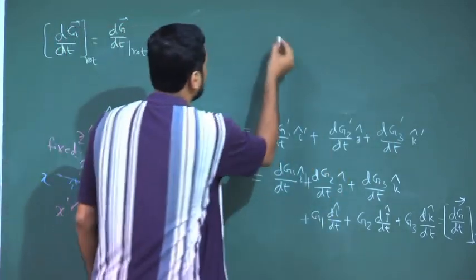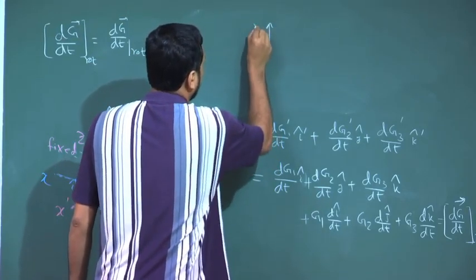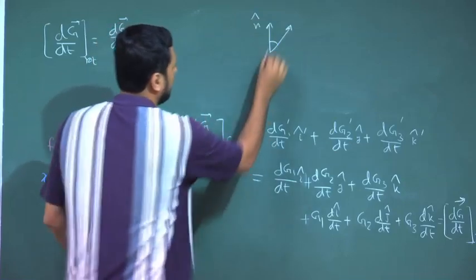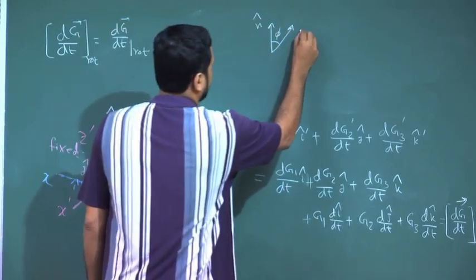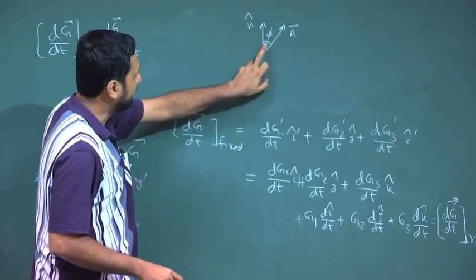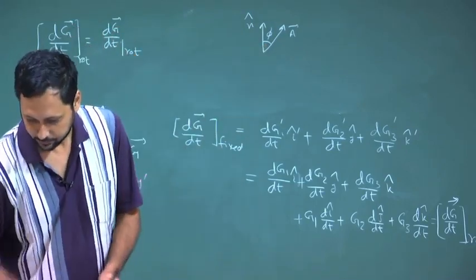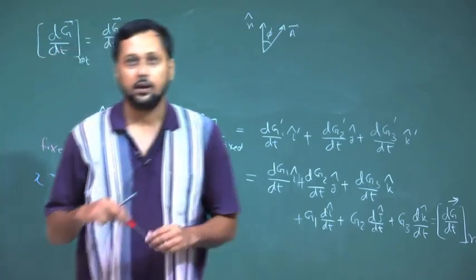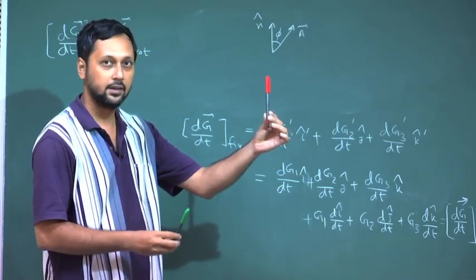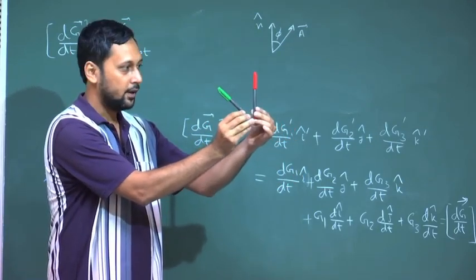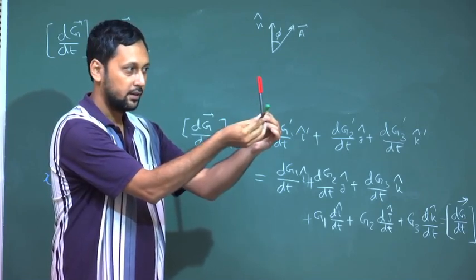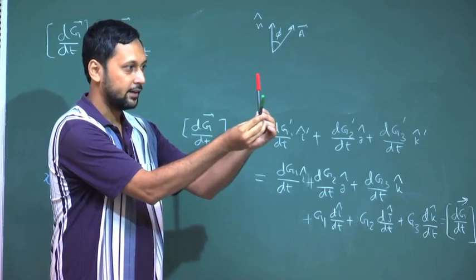Now, let us consider this for a moment. Let us say we have some vector A, and a direction n, and let us say the angle between them is some fixed angle, phi. Now, this vector is rotating around this fixed direction while maintaining this fixed angle. Let us say a red pen represents the fixed direction and a green pen represents the rotating vector. The angle is fixed, and it is rotating something like this.